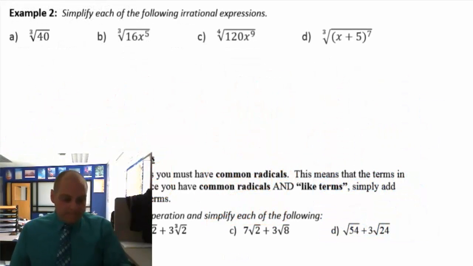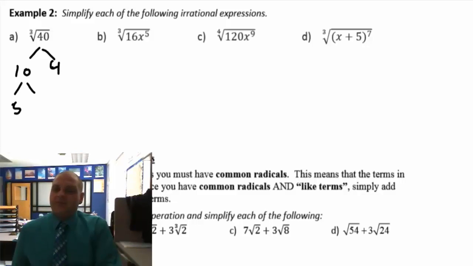So now we got cubic roots. Same thing, except you're looking for groups of 3 instead of pairs. So 40, we'll break it up 10 times 4, first thing that popped in my head. And then this is 5 times 2. And then this is 2 times 2. And there it is.